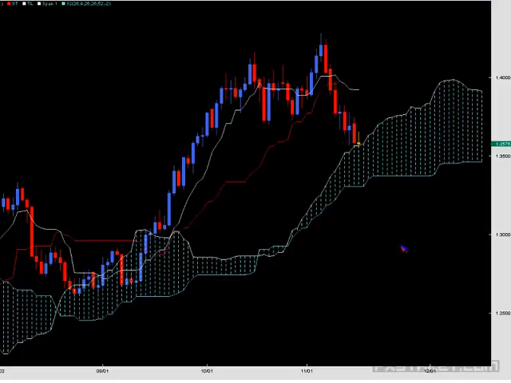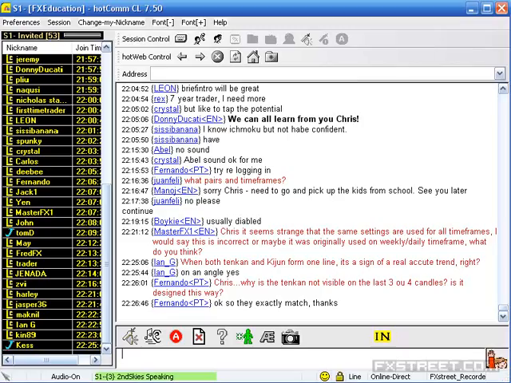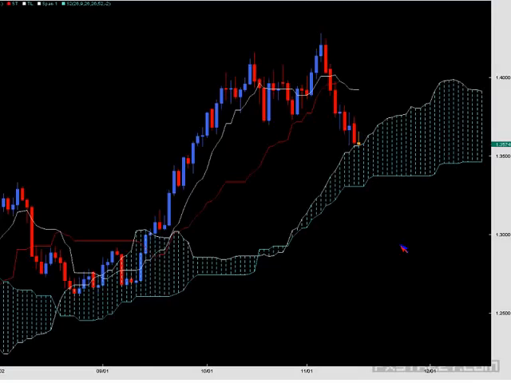It says, Chris, it seems strange that the same settings are used for all time frames. I would say this is incorrect, or maybe it was originally used on a weekly, daily time frame. What do you think? Originally it was, you are correct, originally it was used on daily. It actually wasn't used on weekly, it was used on daily. That was the first implication of it. It was used on daily time frames. It wasn't used on weekly.